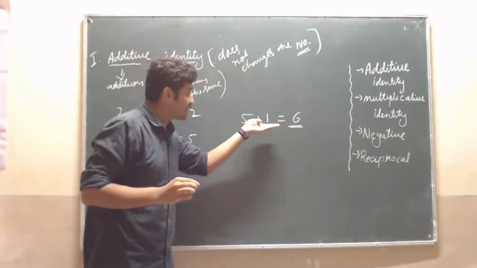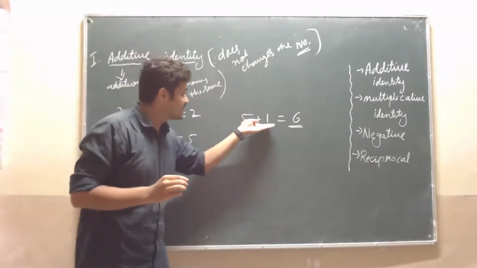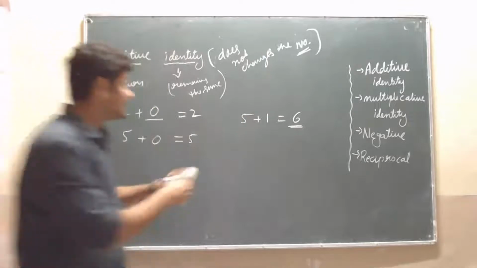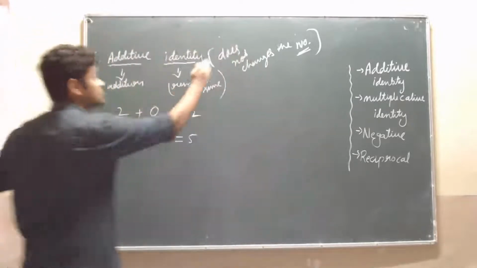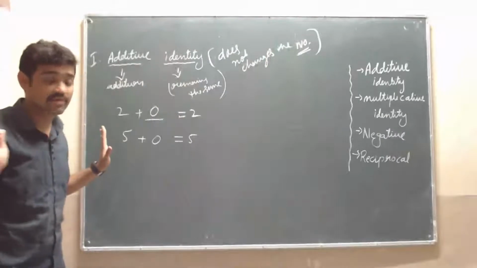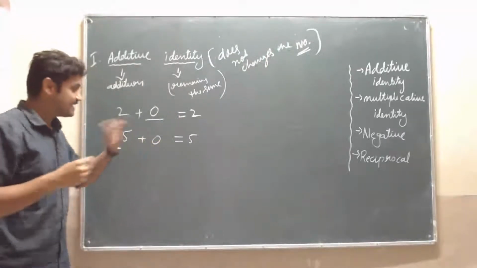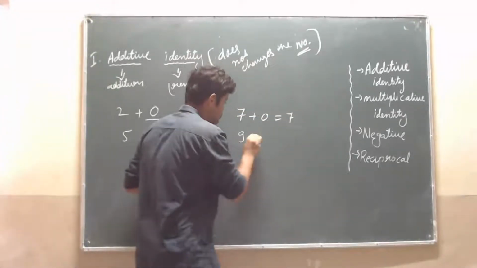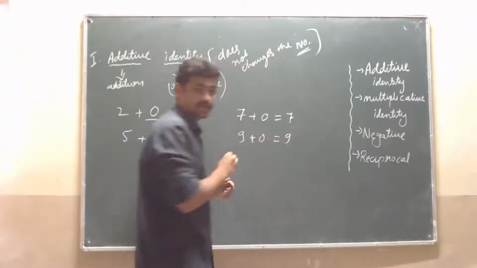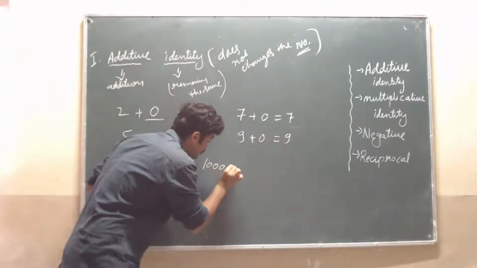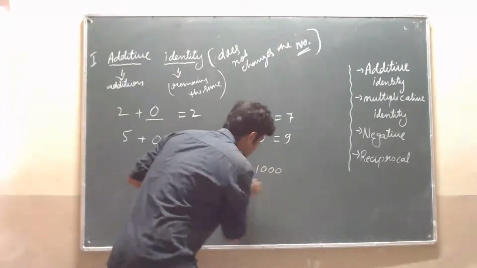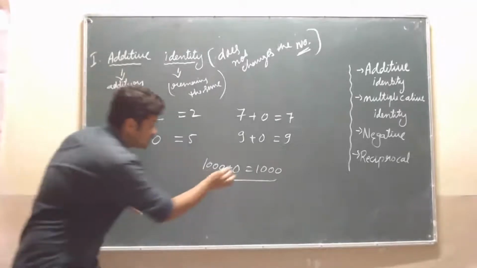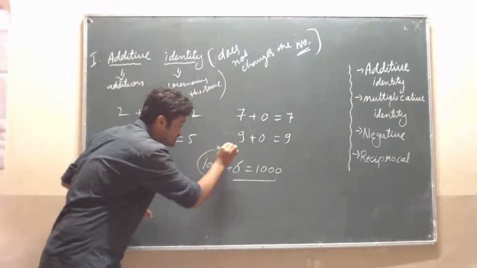If we had taken the identity as 1, the value would change to 6. But the identity is the one that does not change the number. Then 0 will be the identity. Take one more example: 7 plus 0 is equal to 7, 9 plus 0 is equal to 9, and 1000 plus 0 is equal to 1000. That 0 is not changing the value.